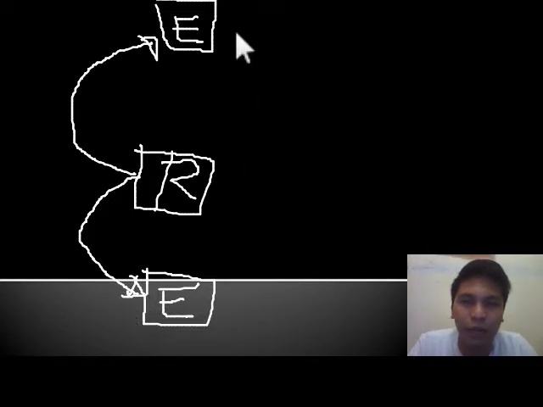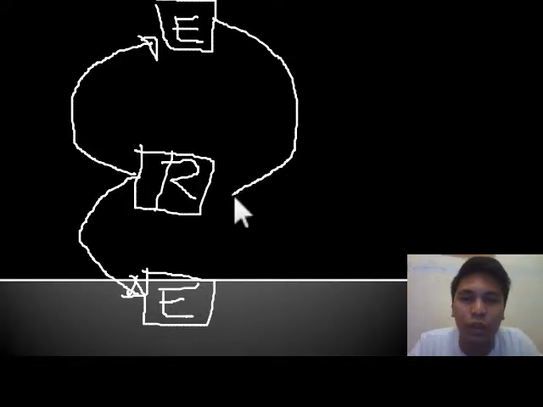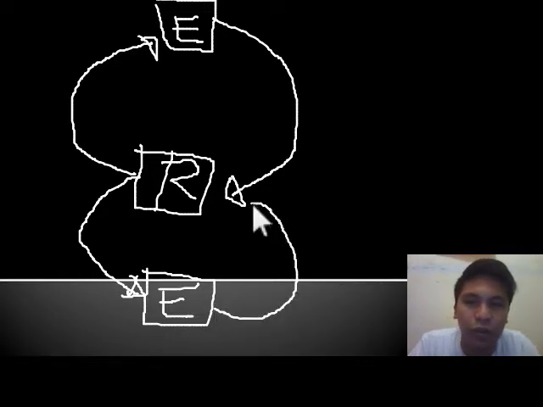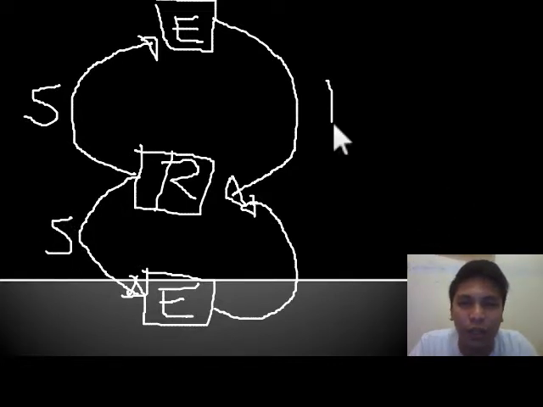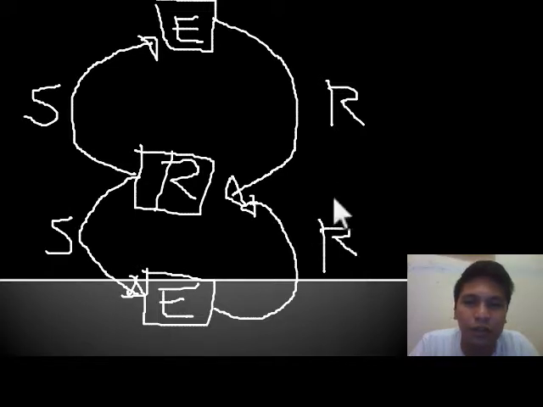and a line coming from the effector going to the receptor, and another line coming from the effector going to receptor. We're gonna put our stimulus here, and another stimulus here, and the response here, and the response here.